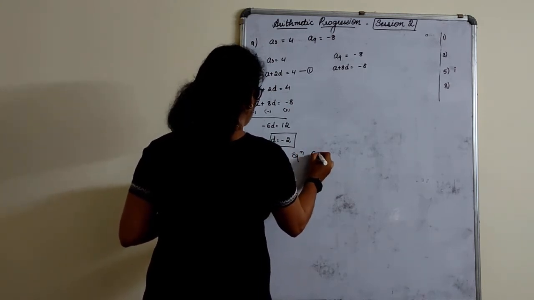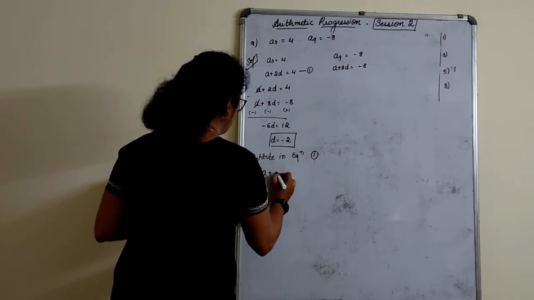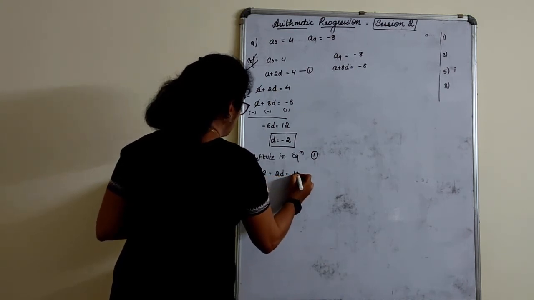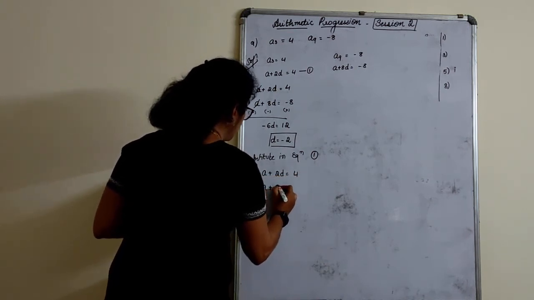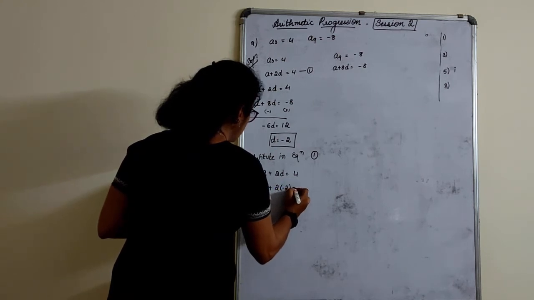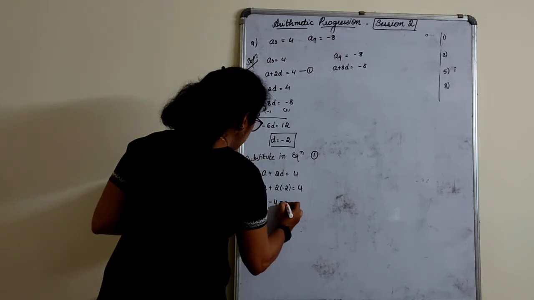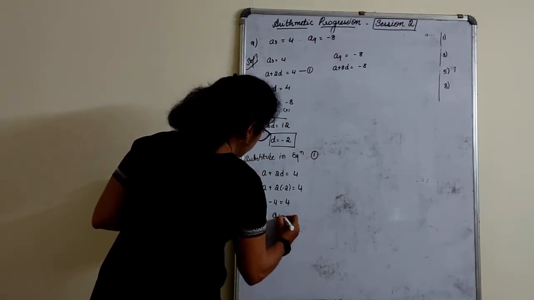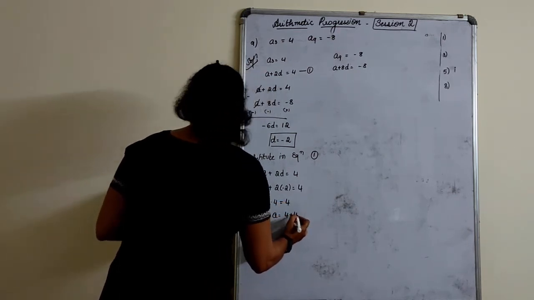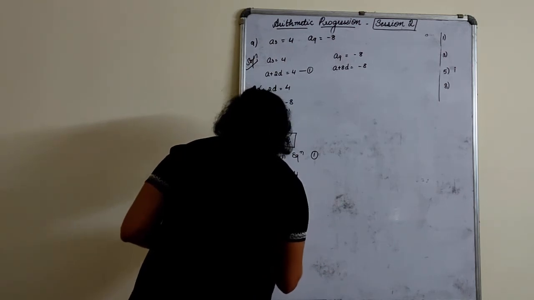In equation 1, A plus 2D is equal to 4. A plus 2 into minus 2 is equal to 4. A minus 4 is equal to 4. So A is equal to 4 plus 4. A is equal to 8.